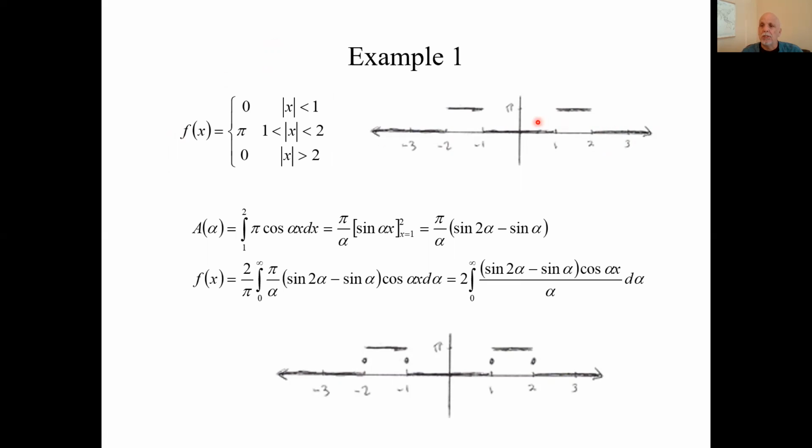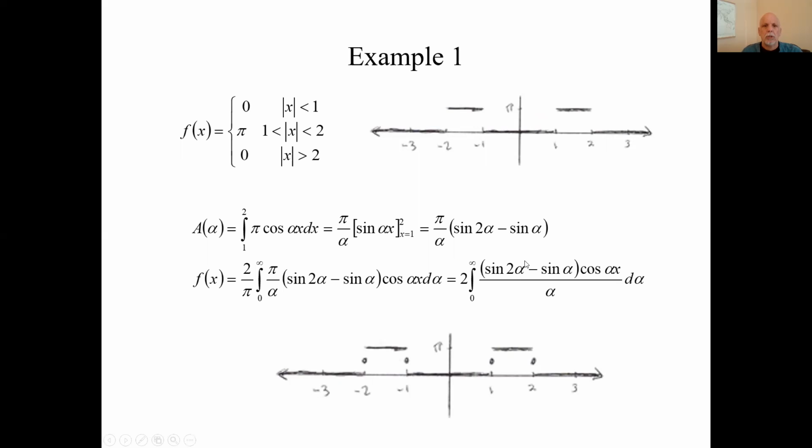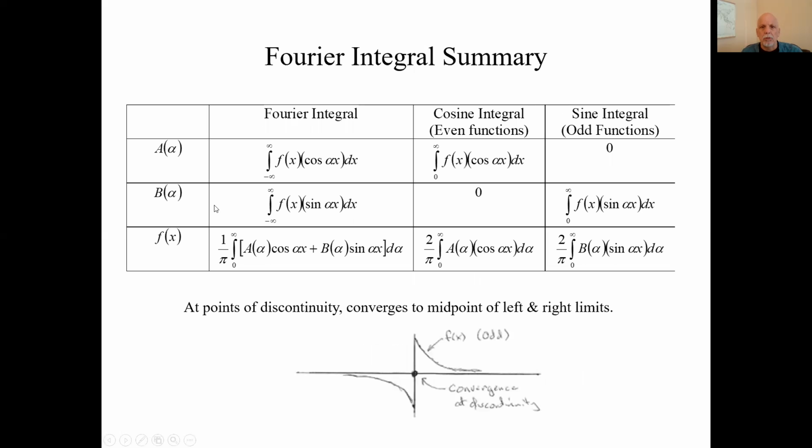And note, it's easy to tell when you graph it that it's an even function. So we're going to be using this column. First, we'll calculate what this A of alpha is, and then put it into this formula. So here's what A of alpha is. Notice that when we do this, we only need to worry about positive x.